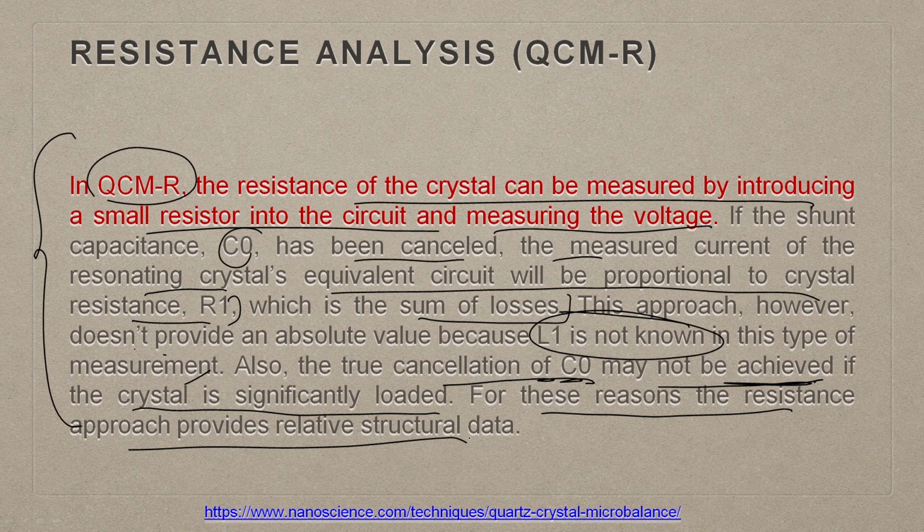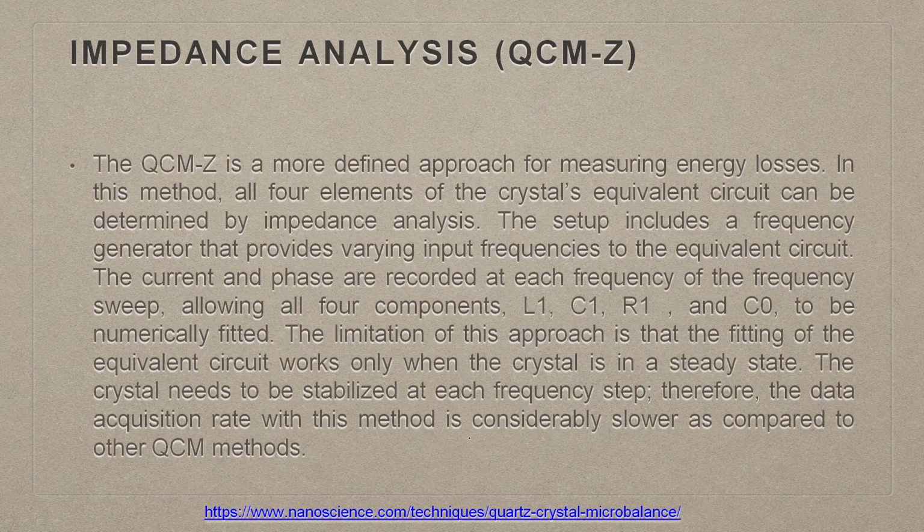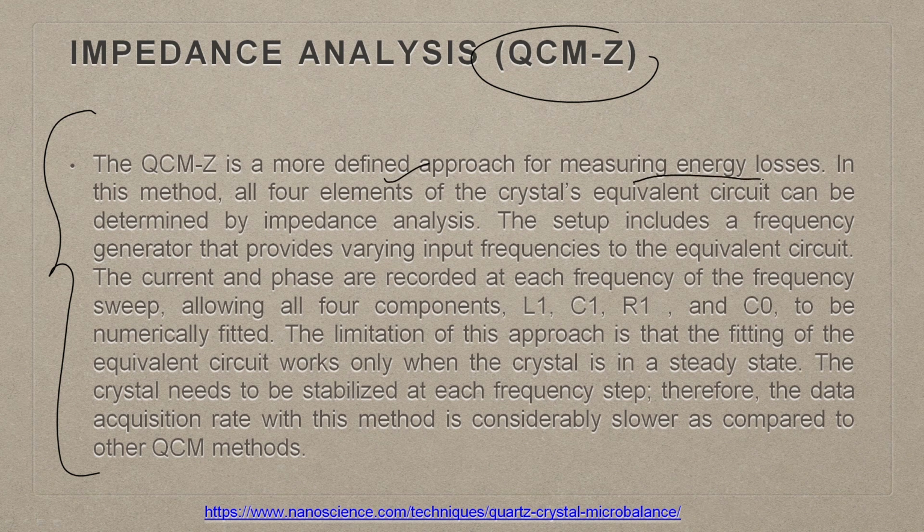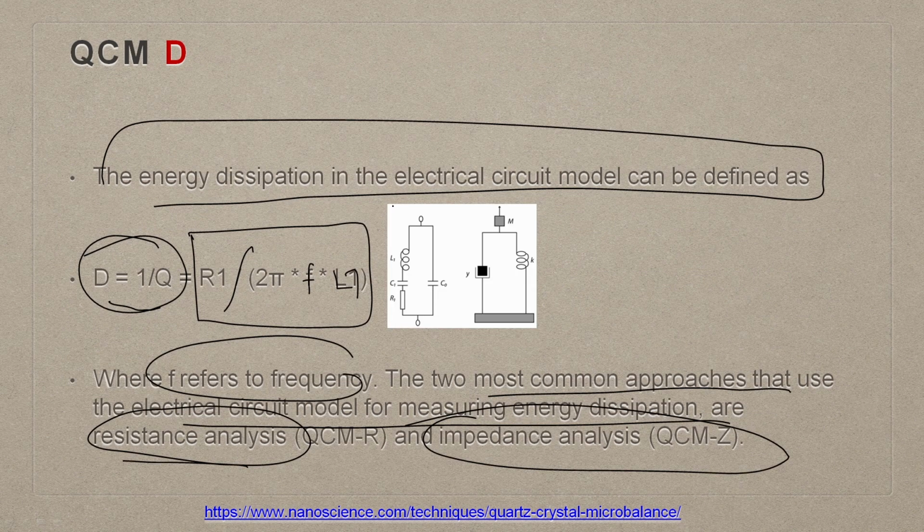You do not get a very unique absolute data in this, but the impedance analysis is slightly different. Impedance analysis, QCM-Z, is a more defined approach for measuring energy loss. In this method, all 4 elements of the crystal equivalent circuit can be determined by impedance analysis. How you do so is very interesting. Here is the equivalent circuit.